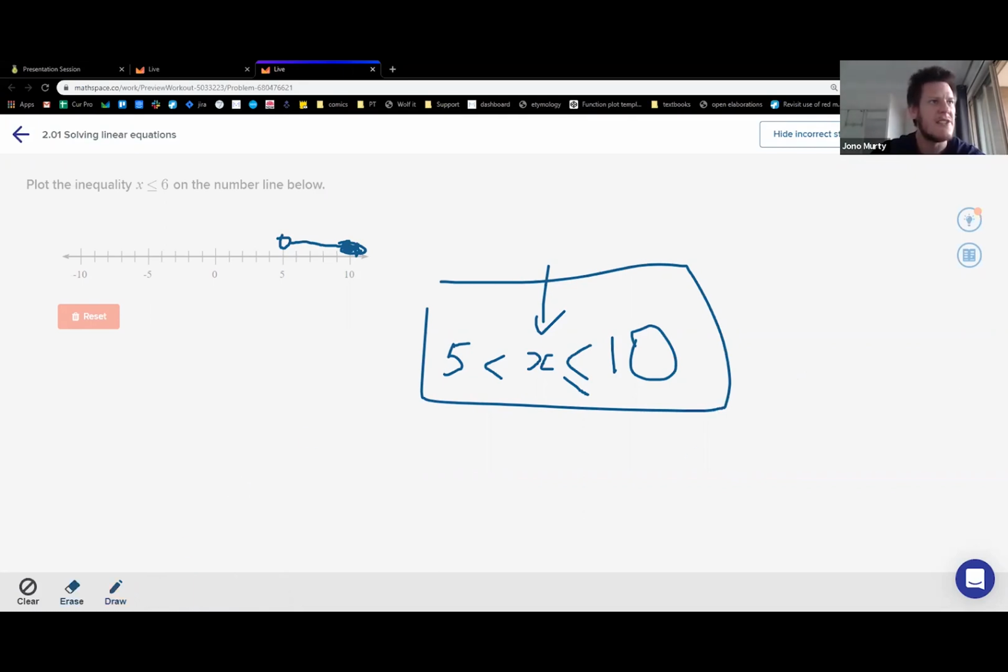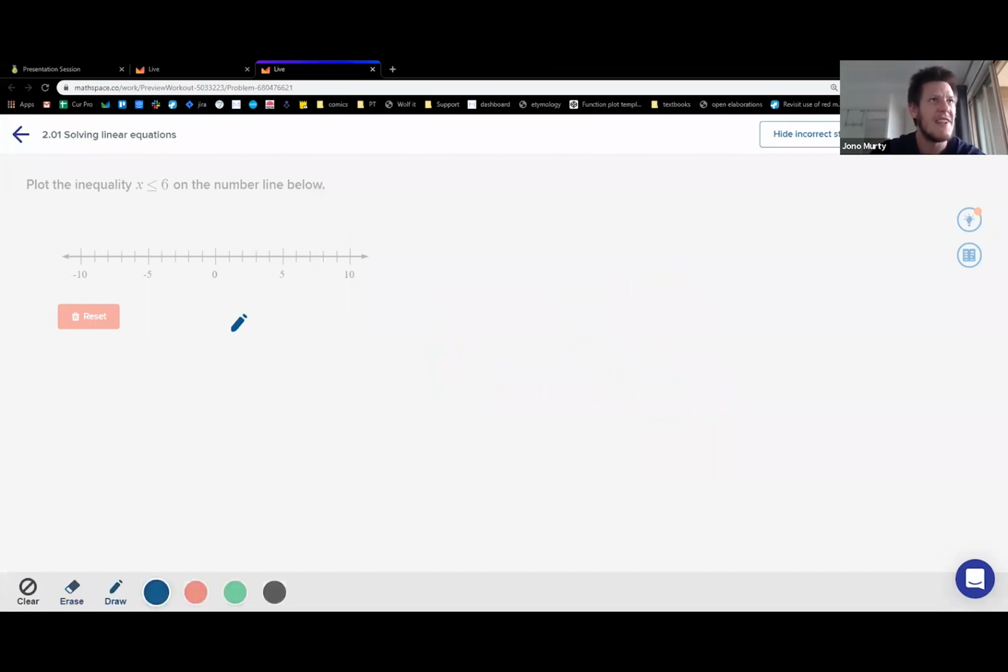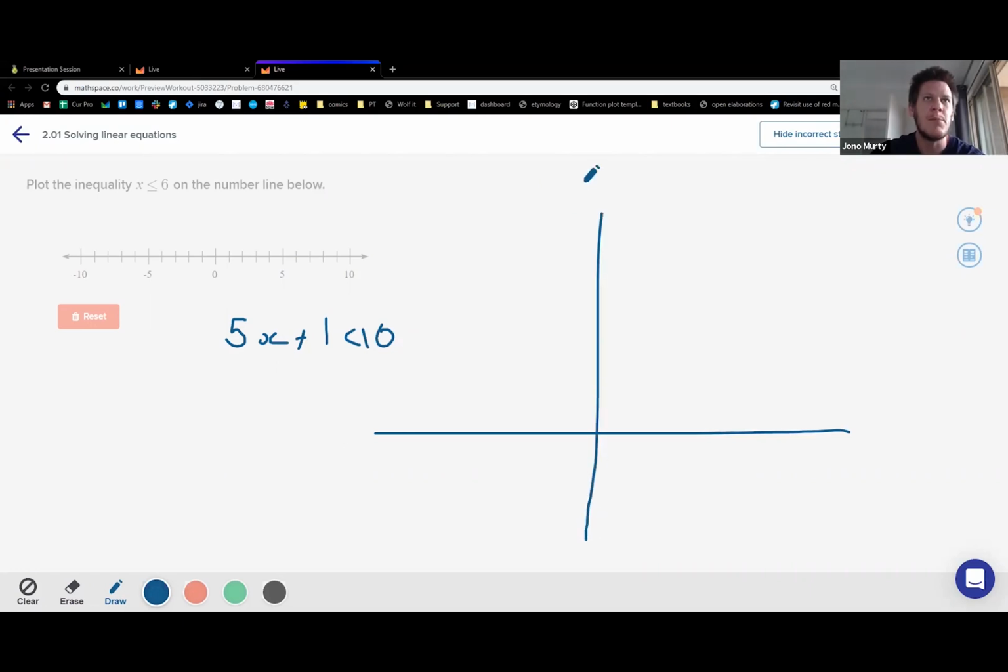Just one other thing I wanted to show you. If I wanted to solve something like 5x plus 1 is less than 10, I can actually solve this using a number plane as well.